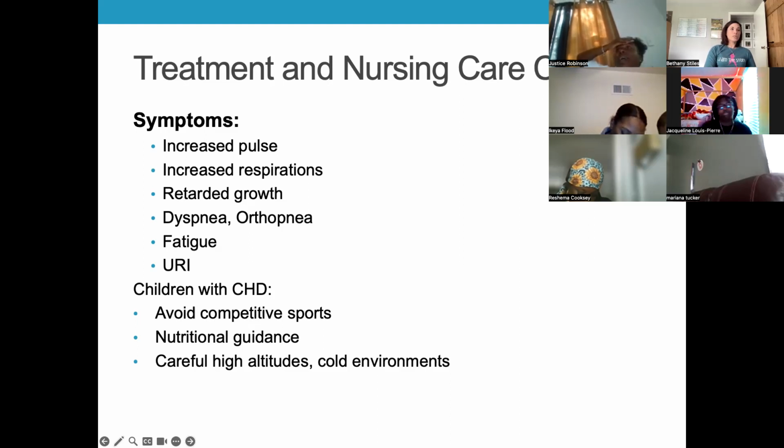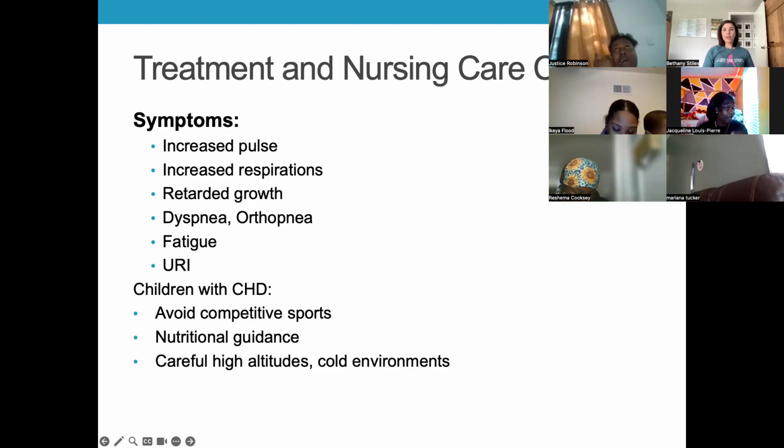We need to encourage these children to avoid competitive sports. They're obviously going to be at a disadvantage of not being able to breathe as well, and then that increased cardiovascular work. If we stress our heart out even more with competitive sports, we're going to be at risk for heart failure. They also need nutritional guidance.